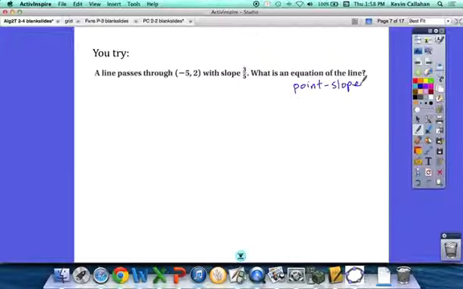Too easy, right? Yep. y minus 2, x plus 5. No, that's not plus, that's a minus, right? It's y minus the y1, and the y1 is positive.